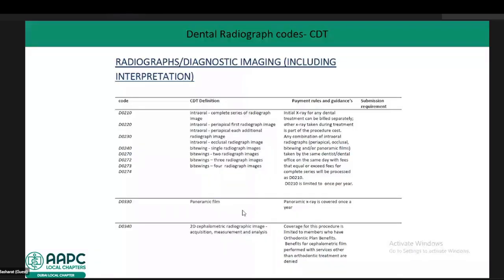These are the codes assigned for the radiographs. Each X-ray is different, depending on how many images they have taken. See, for the IOPA this code, for bite wing different codes, for the OPG this. There are some guidelines here. If you see the right side, for example, for the OPG, the panoramic X-ray is covered once a year. In some cases, when the specialist really requires it, for example for prosthodontic or oral maxillofacial cases, if you have justification, you can bill that. If the patient is coming with trauma or something, he can bill this one, as long as he can justify it in the documentation.